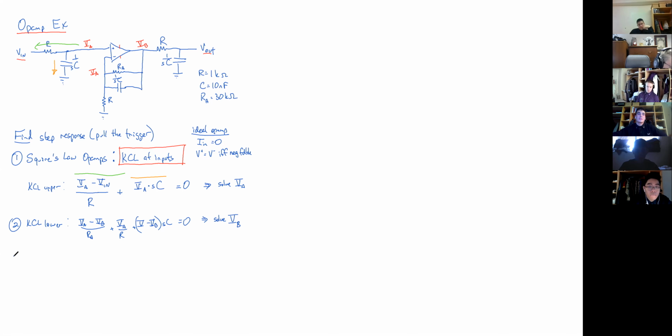And then last, now you know what VB is. You can find V out as just a voltage divider. V out's going to be equal to, does everybody see why you can find V out as a voltage divider? Chow, can you tell me what V out is as a function of VB?